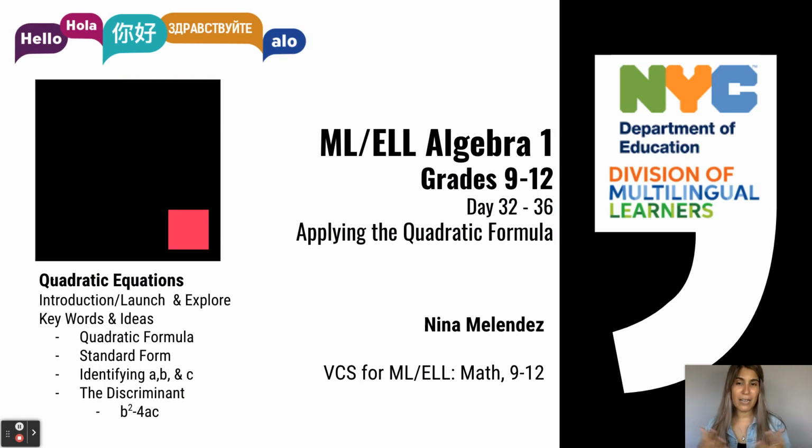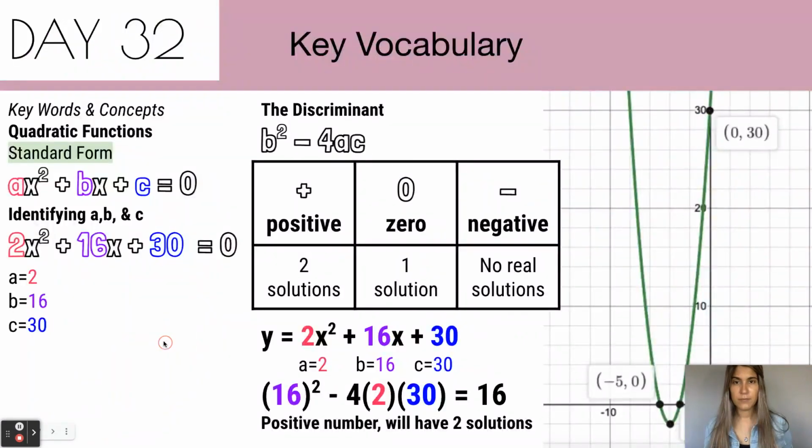Now, key ideas that are covered are the quadratic formula, what is standard form, identifying your A, your B, and your C, and the introduction to the discriminant. Okay, so before the lesson, or maybe after they have done their notice and wonder portions of the lesson, you can go ahead and use this to go over key concepts that they will need to understand.